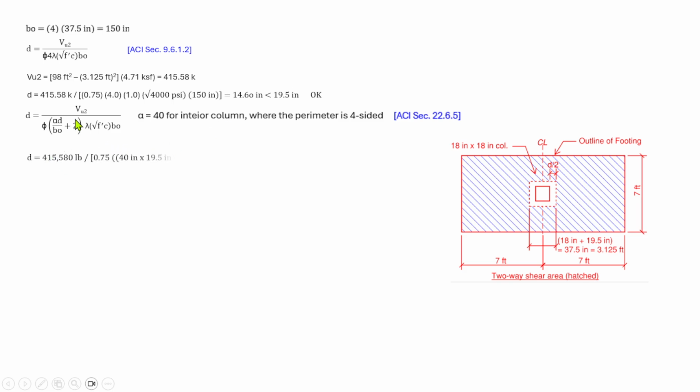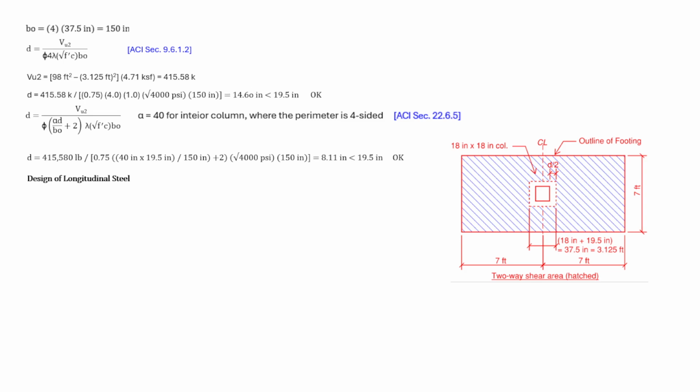Plugging in all the values here, we have 415,580 pounds, which is this one here, over 0.75 times 40 times the depth over the perimeter here, plus 2, times the square root of 4,000, the strength of concrete, times the punching perimeter of this column. That is equal to 8.11 inches, which is again less than the 19.5 inches depth that we assumed. That is still okay for those two provisions of the ACI code requirement.